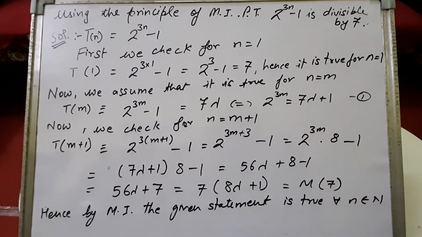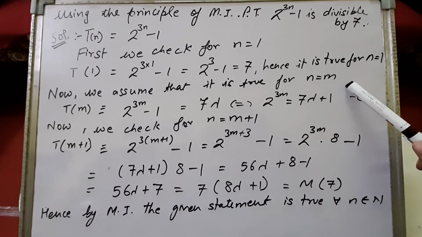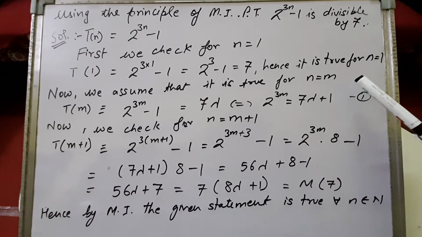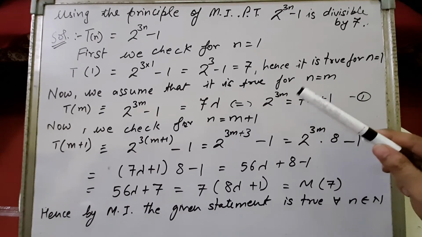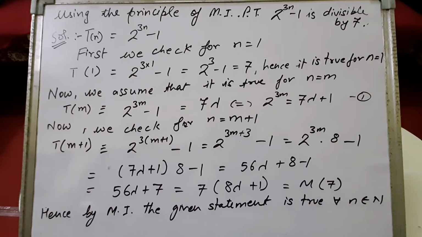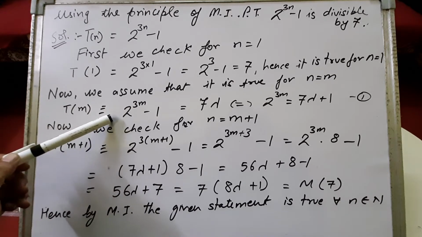Right, children? What we'll do next? We'll assume that it is true for n equals to m. So now we assume that it is true for n equals to m. That means we assume that the statement is divisible by 7 for n equals to m. So t for n equals to m will become tm equals to 2 to the power 3m minus 1.